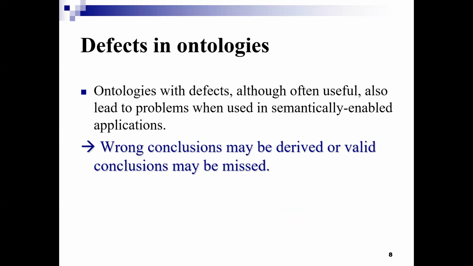So ontologies with defects, which most of them are, they are of course useful, but they also lead to problems when you use them in semantically enabled applications. If you have wrong information, you may derive wrong conclusions. If there's missing information, valid conclusions may be missed.